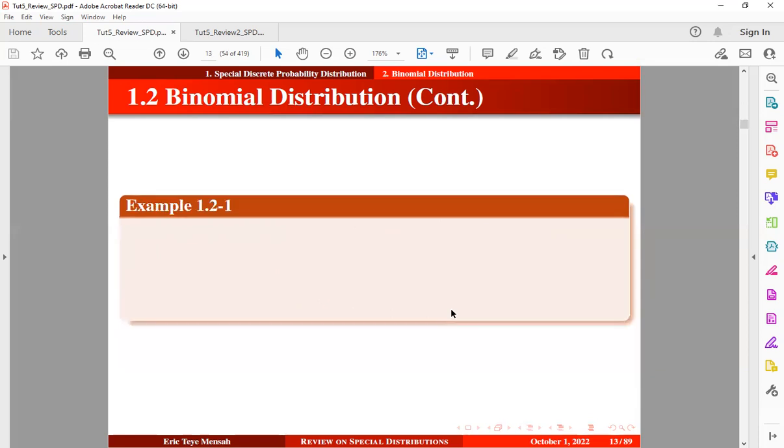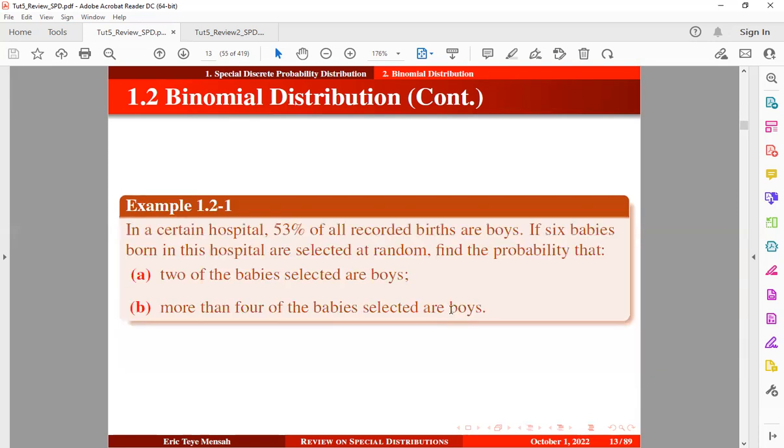All right, so now let's take a look at an example. In a certain hospital, 53% of all recorded births are boys.